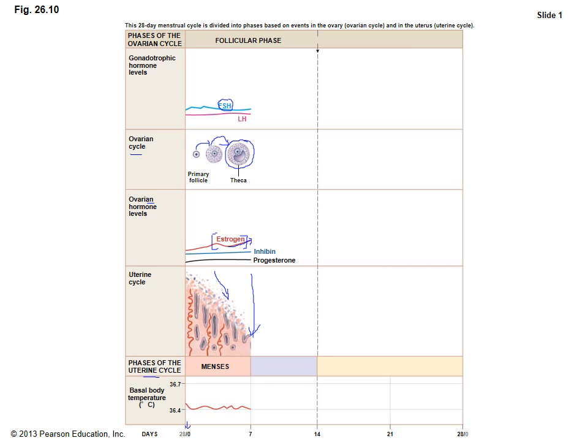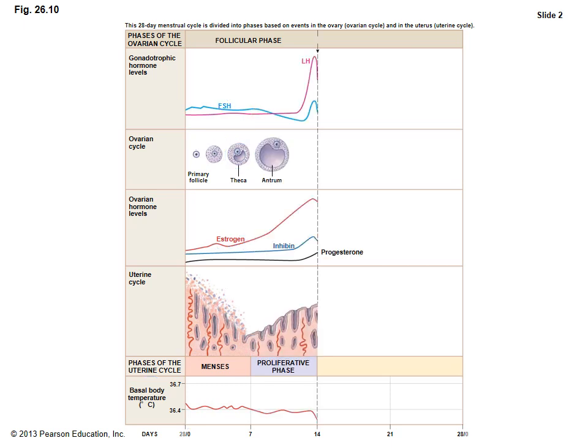So you can see that from here on, as we move to the next slide, the endometrium starts to thicken again. Okay, so during the late follicular phase, which corresponds in the uterine cycle with the proliferative phase, as I just mentioned, you see the thickening of the endometrial wall, and this is due to this escalation in the estrogen levels, remember, which is caused by that positive feedback.